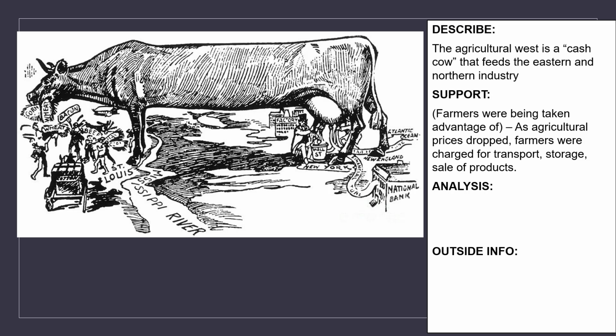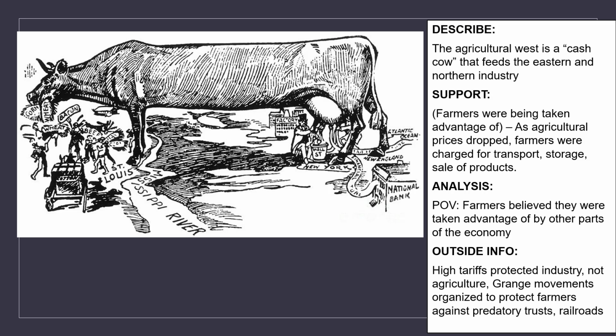Well, you're seeing here that the farmers were being taken advantage of, and you could include that agricultural prices dropped. However, the farmers are still being charged the same money for transport, for storage, for sale of products. So those prices did not drop as the prices of their goods dropped, and they earned less for what they sold. How would you analyze? If it's a cartoon, I'd say use point of view might give you the easiest time. Again, farmers believed that they were being taken advantage of by other parts of the economy, and this is why you saw a lot of conflict between the western part of the country and the eastern and northern part of the country. They just felt like they were getting the short end of the stick constantly.